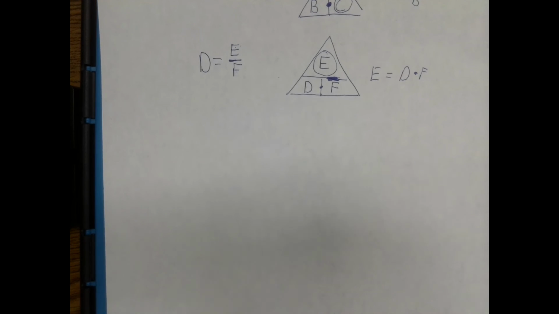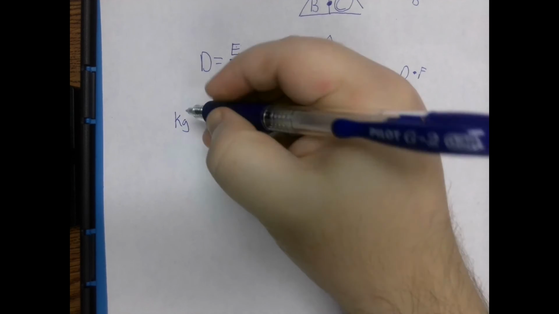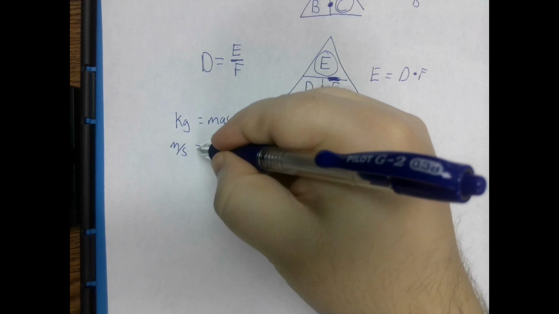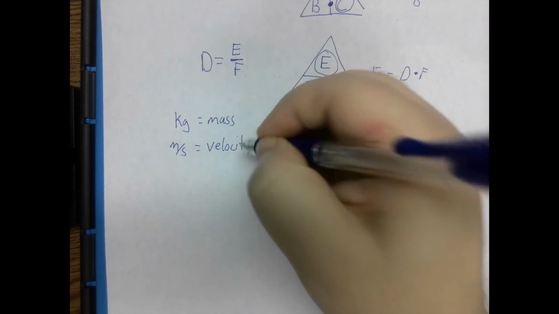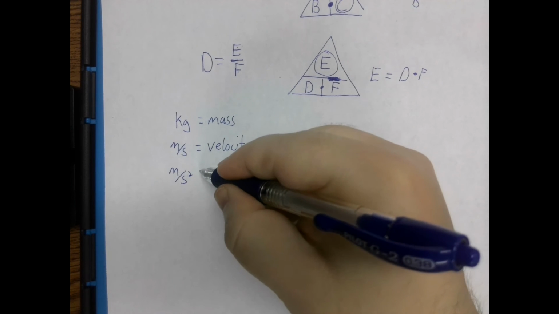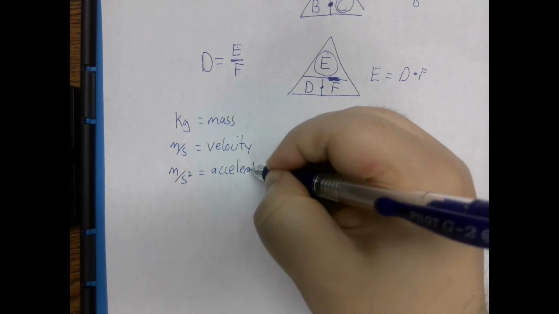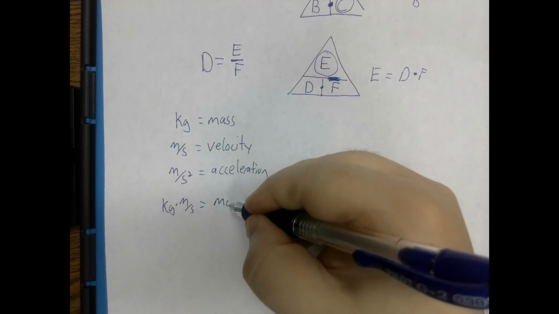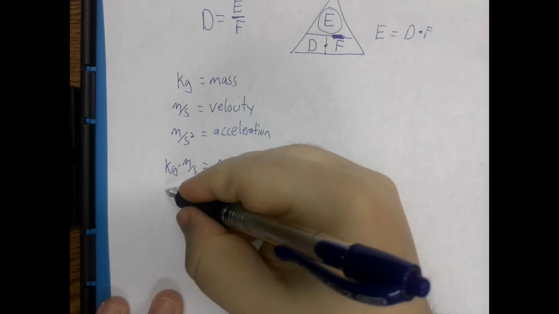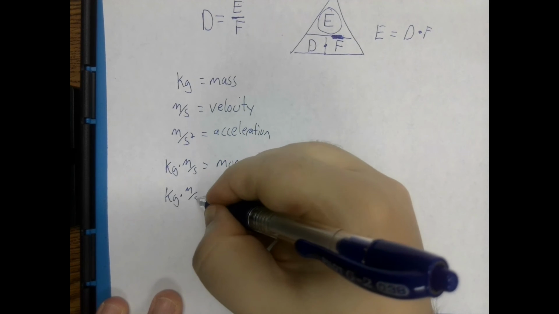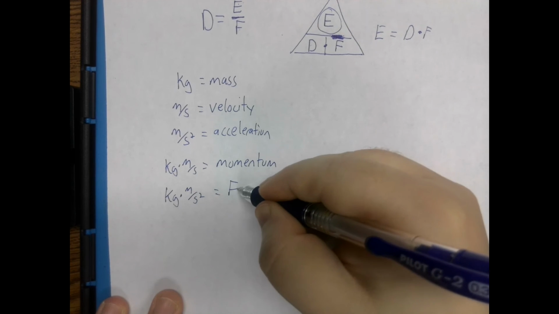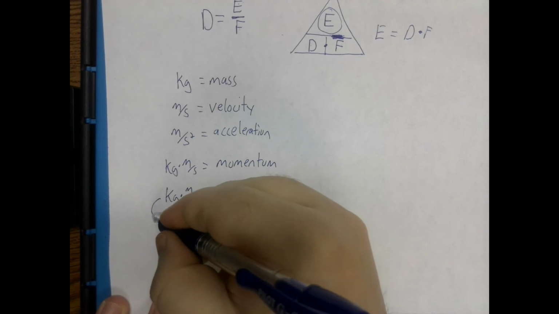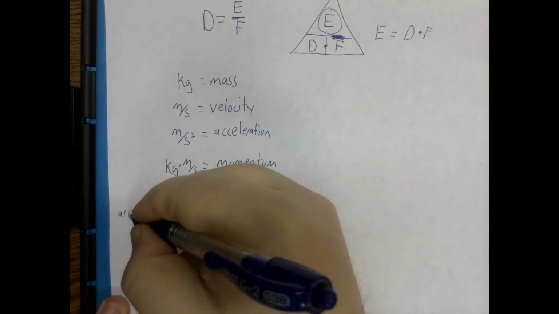So remember, kilograms is mass. Meters per second is velocity. Meters per second squared is acceleration. Kilogram meters per second is momentum. And kilogram meters per second squared is force. And newtons is also force. Note these two are the same thing.